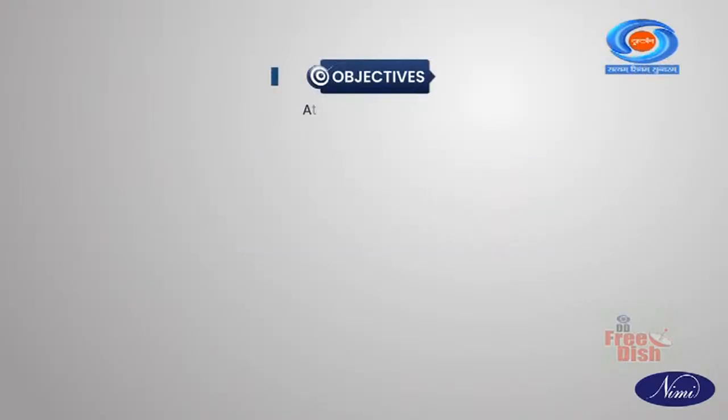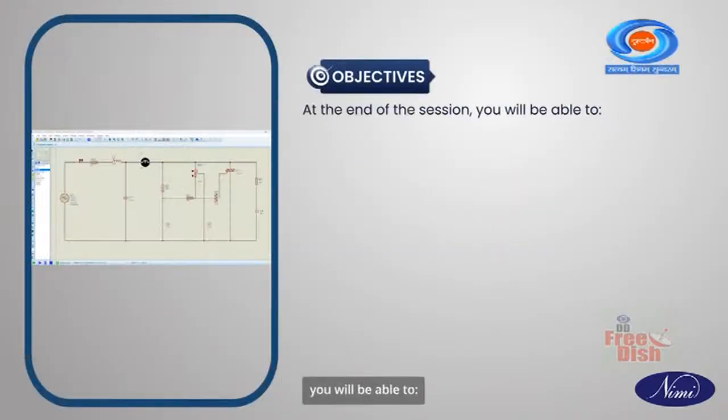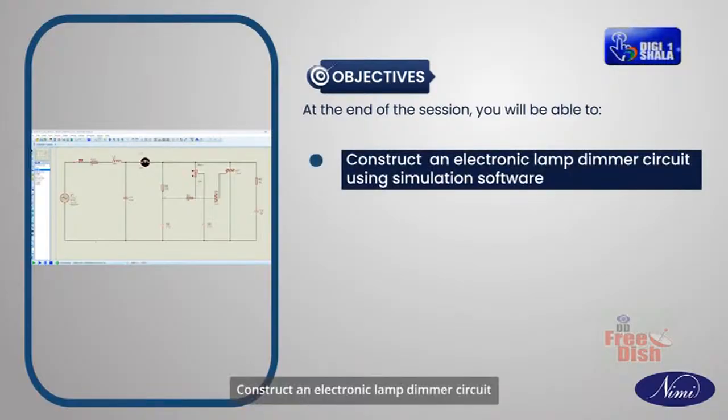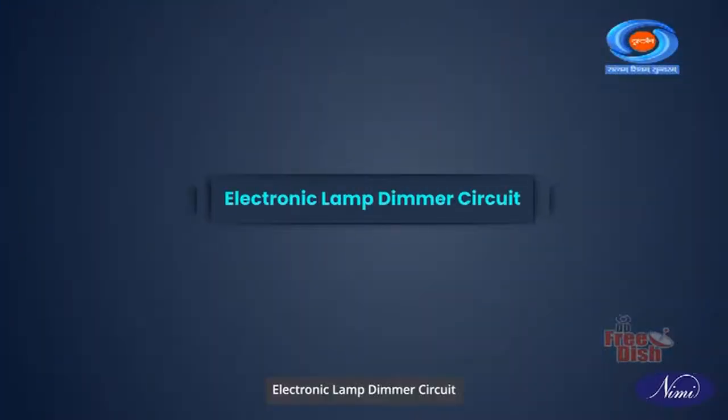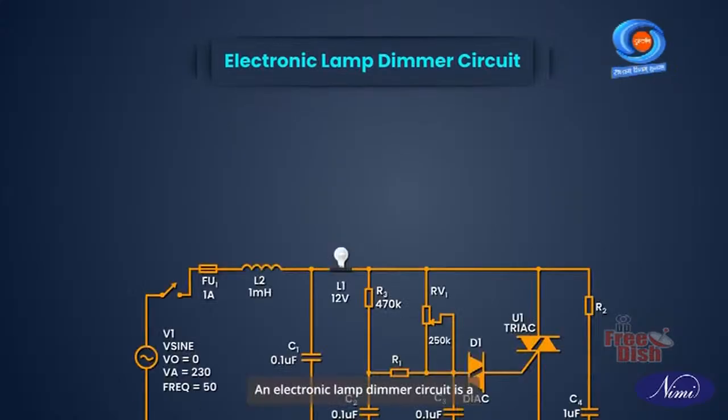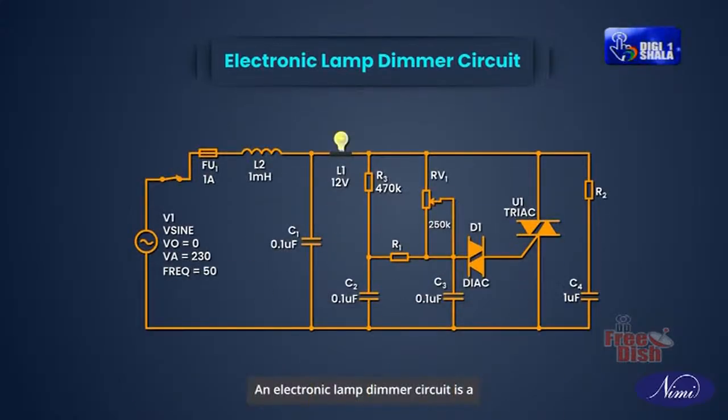Objectives. At the end of this session, you will be able to construct an electronic lamp dimmer circuit using simulation software. Electronic lamp dimmer circuit. An electronic lamp dimmer circuit is a device used to control the brightness of a lamp, typically an incandescent lamp or a dimmable LED lamp using electronic components.